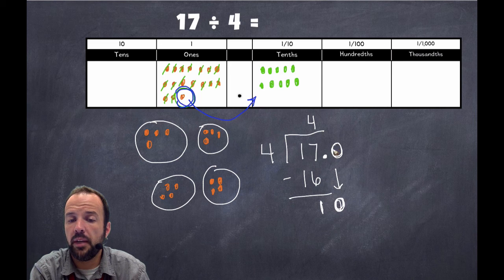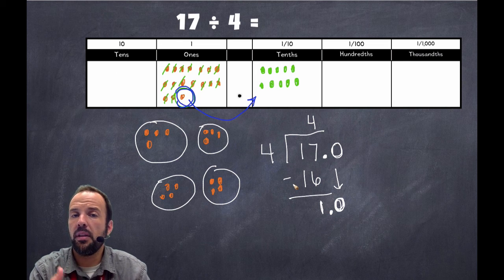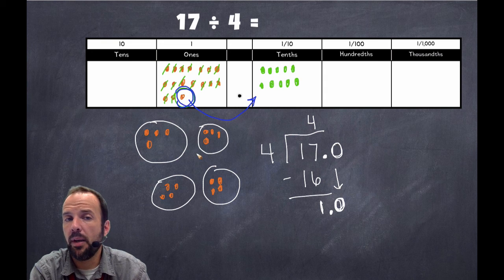Okay, so I would bring down that 0, and now I have 10 tenths, or I could think of this as 1 whole. It's kind of the same thing, right? But now that gives me the ability to keep going, to keep making this number smaller and keep dividing, right? So if I were to divide those 10 tenths into groups of 4, evenly into these 4 groups, let's see what would happen. Why don't you guys go ahead and try it out on yours, and then we'll come back and discuss it.